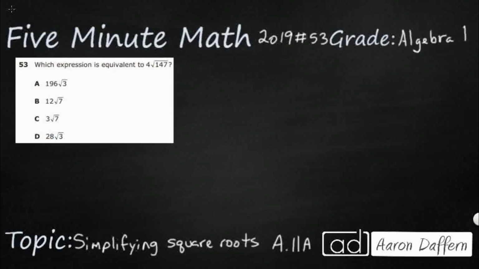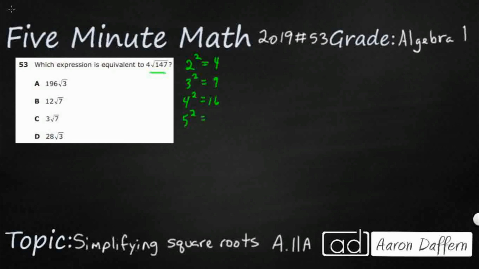So we have this expression here, 4 times the square root of 147. So we need to simplify this. And what I'm going to suggest is we take a moment just to list out all of our perfect squares. Because what we're going to do is take that 147 and see if we can divide it by any of these. We're going to factor it out that way.